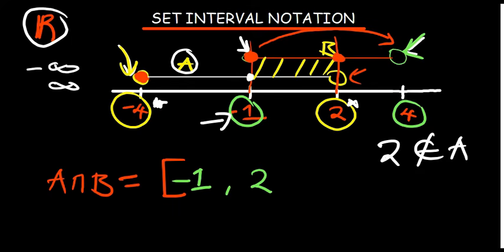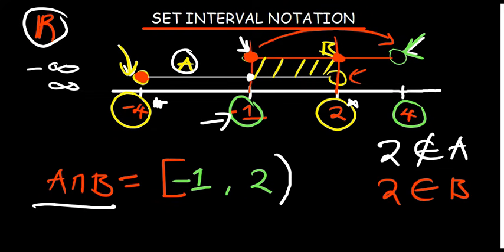So 2 is a member of what? 2 is a member of B. But it is not part of A, so it is not part of the intersection. Why? Because it is not in A. Intersection involves elements that are part of both sets, or all the sets indicated. So we'd have to use a curved bracket, implying that our intersection moves from -1 all the way up to 2, but 2 is not included since it is not common. It is not part of set A.